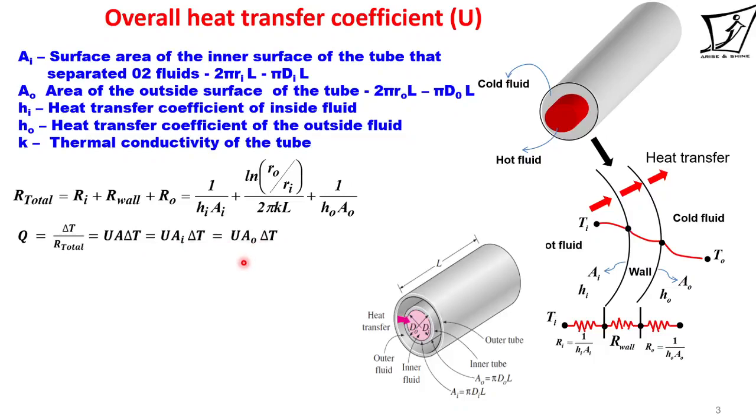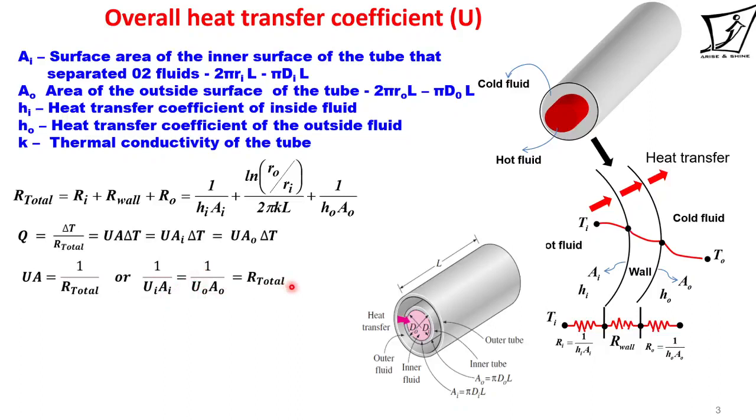Now, the question comes to one's mind why there are two overall heat transfer coefficients in case of cylinder. So I will come to that point. So U into A is equal to 1 over R total, or in terms of inside and outside area, overall heat transfer coefficients will be Ui and Uo. So 1 over Ui Ai is equal to 1 over Uo Ao is equal to R total.